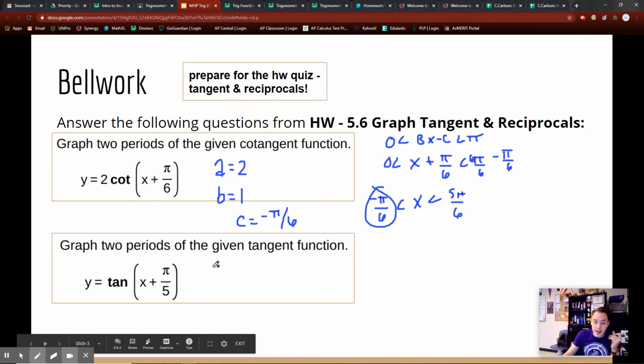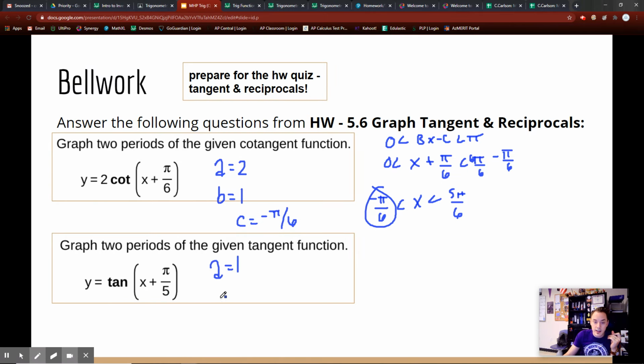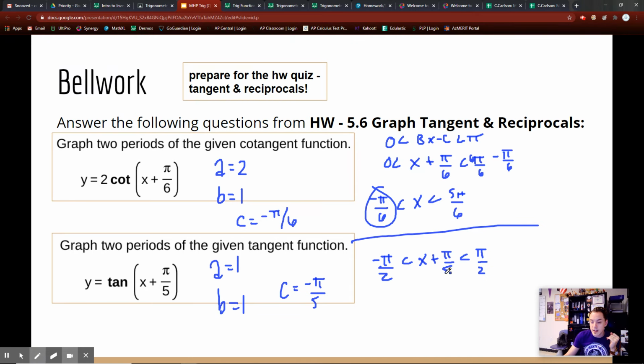So again, I'm going to have A equals 1 here, B equals 1, and then C equals negative pi/5. And let's find our asymptotes. So my asymptotes are using this formula, and I'm going to plug in my B minus C value here, and then pi/2. So that's how you find your asymptotes. And then minus pi/5. So this one's a little bit more involved. Okay, so minus pi/5 on this side. This is x.